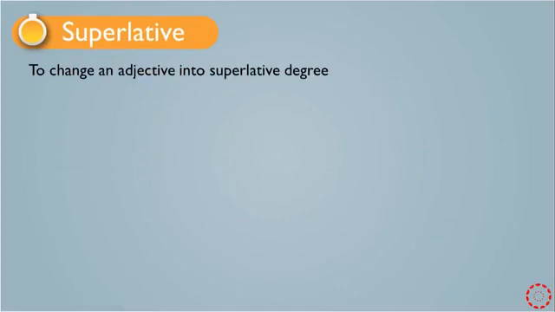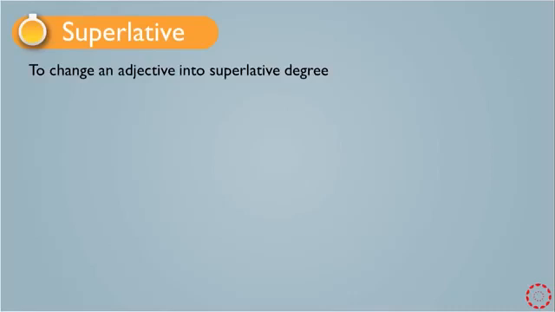Now, to change an adjective into superlative degree, we talked about comparative degree. We said that for one-syllable adjectives, we add er to the end of the adjective. When they are two syllables but end in y, we change y to i and add er. But when they are two syllables but do not end in y, or more than two syllables, we add more in front of the adjective. Like worrying, more worrying.